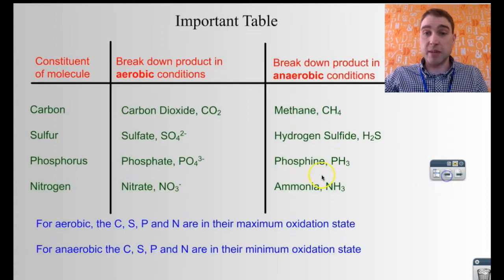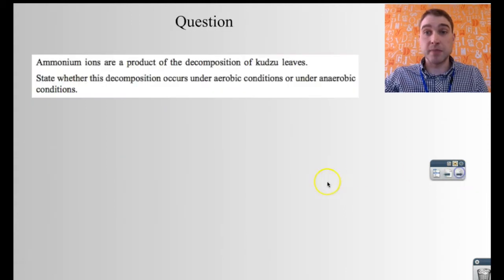Now, even though from our table we had ammonia rather than ammonium, all you need is some hydrogen ions in the soil and you'll produce ammonium ions from the ammonia. So a little bit of acid in the soil will produce ammonium ions. So we looked at aerobic and anaerobic decay of compounds containing carbon, sulfur, nitrogen and phosphorus.